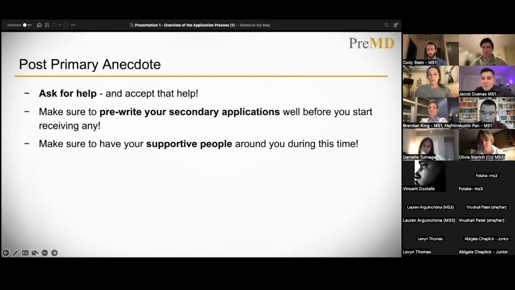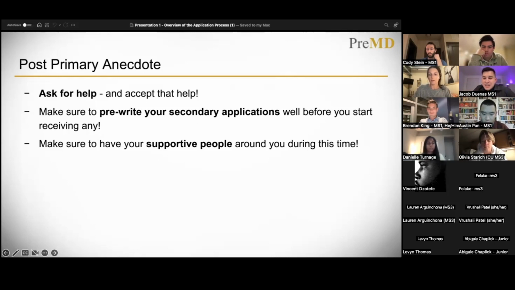But just take the time to refill or recharge your battery. I know for myself, I gave myself one day a week where I just didn't do any secondaries. I didn't think about the AMCAS application. I just did whatever I wanted to do. It's only one year, but it feels like a marathon. You have to really have the stamina to get through the application process.